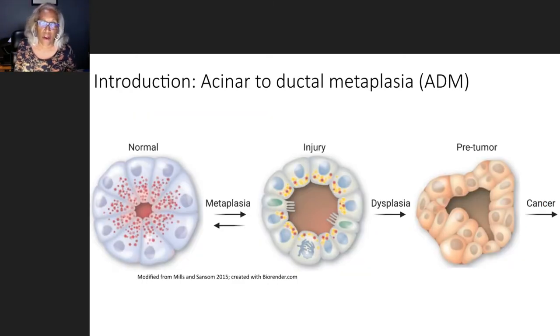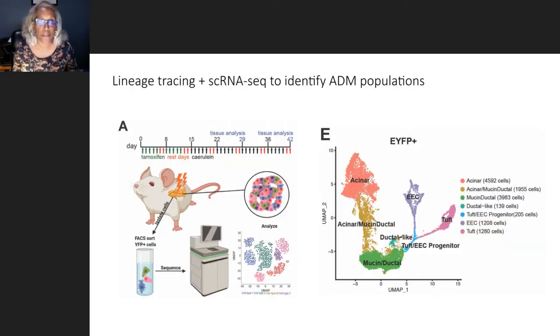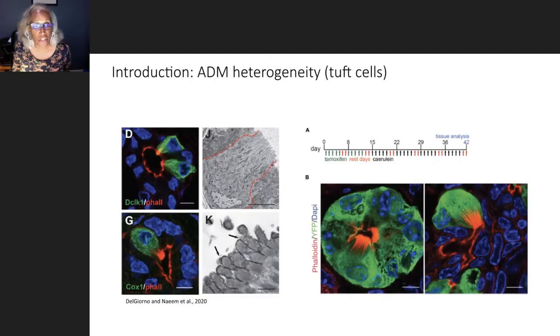In this study, the authors proposed that the normal acinus during injury can transition between a metaplastic state or a dysplastic state. And once dysplasia develops, this is one of the precursor lesions on the way to adenocarcinoma. The authors used a combination of lineage tracing and single-cell RNA sequencing to identify the different populations within acinar ductal metaplasia. An example of that heterogeneity typified by the appearance of these tuft cells, shown here highlighted with phalloidin in orange, with the little tuft at the apical surface of the acinus, is shown here.